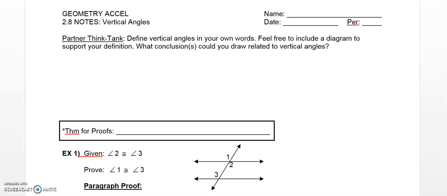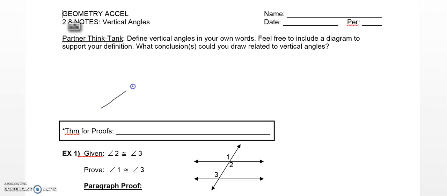So we are going to be talking about vertical angles, which is section 2.8 in your book. And we're actually going to think past the partner think tank. I'm just going to show you guys an example of what vertical angles are. Many of you guys are able to identify vertical angles already, which is great, but some of you are at that beginning stage, which is equally as great.